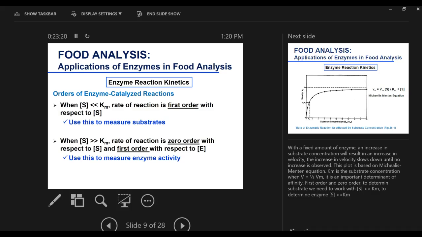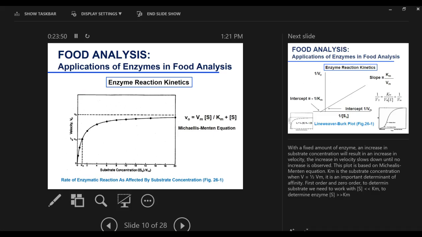Okay? So I want it to be here in this case, zero order with respect to substrate, and first order with respect to enzyme. That means it's impacted by the enzyme activity or change in enzyme activity. Okay. So by telling you I need to know the Vmax, I need to know the Km at a particular enzyme substrate combination. How do I do that?